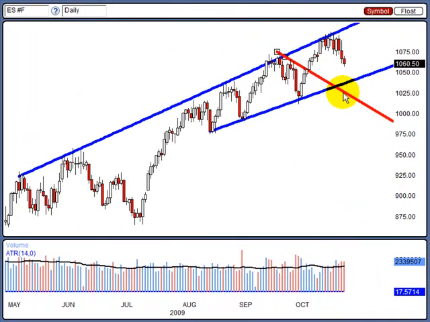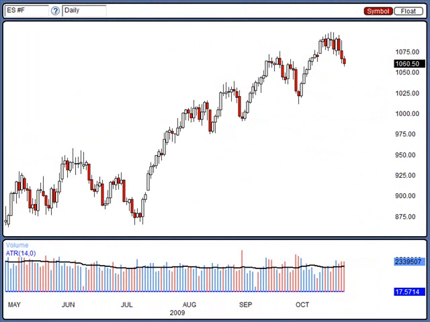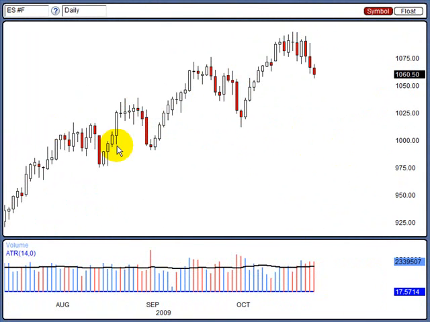Now, I'd like to revisit a topic that we talked about last time. Let me go ahead and remove all the line studies here. We had talked about the volume associated with the downward legs. Now, this instrument is slightly different. Last week we were looking at the S&P exchange traded fund, the Spiders. This week I'm looking at the E-Mini futures contracts that track the S&P index.